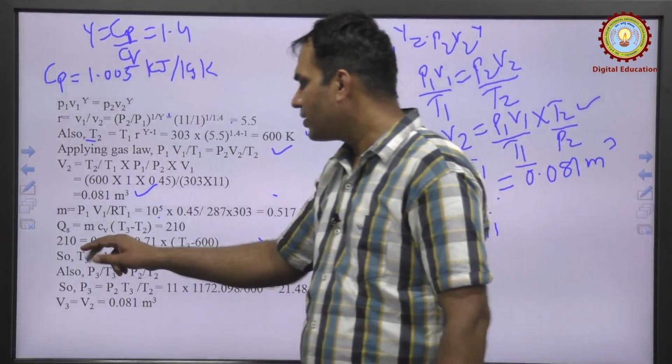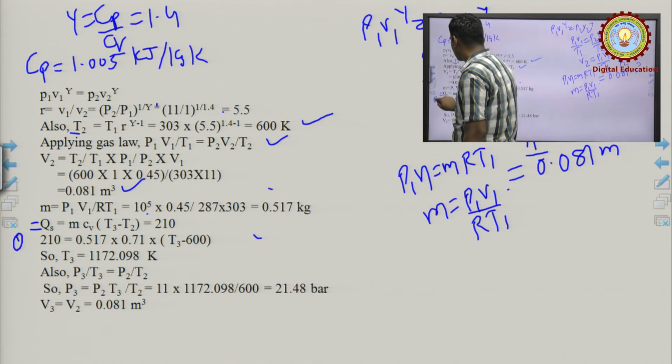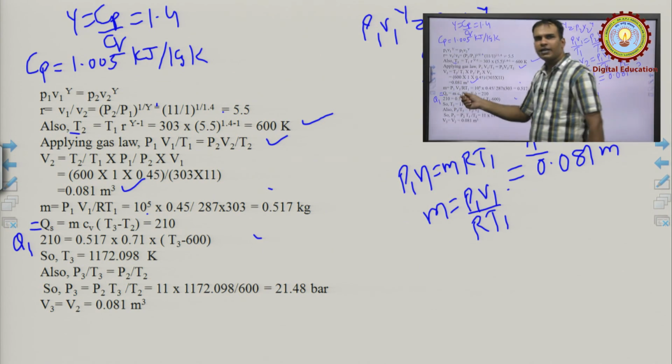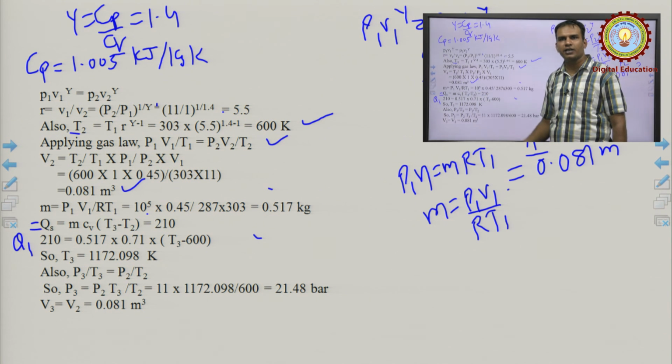The heat supplied, that is Q1, as we have already discussed, is equal to m Cv (T3 minus T2), which is given in the question as 200 kilojoule.